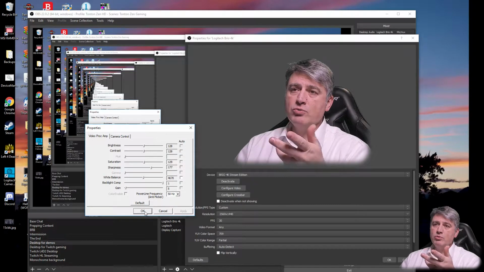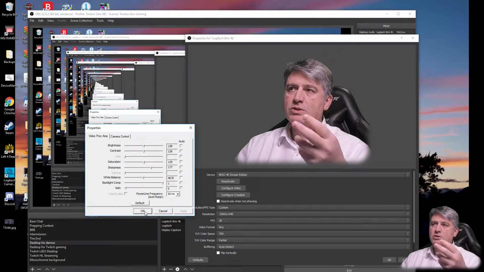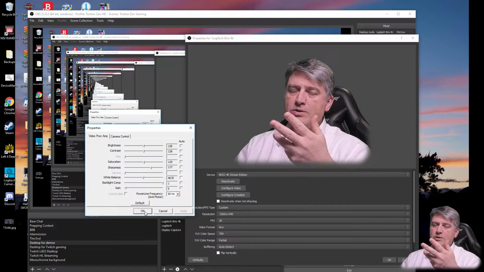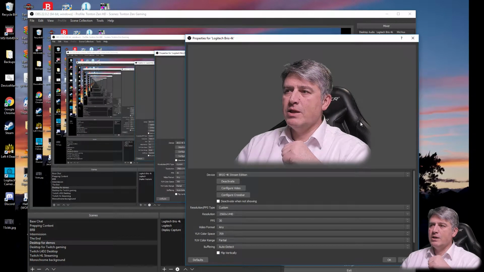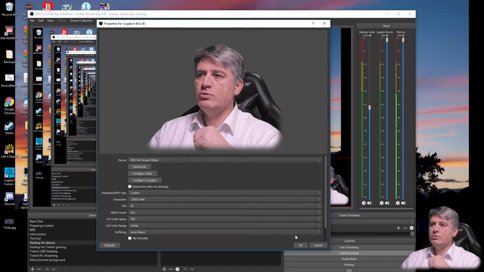Well, not really exposure, because gain is not exposure, but the correct clarity on the final image. And that's the only thing you have to do.